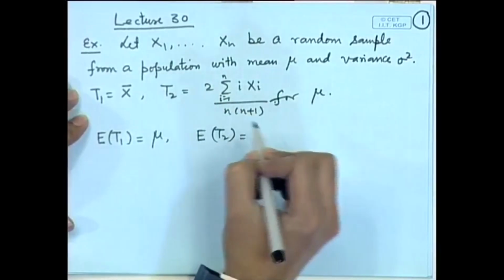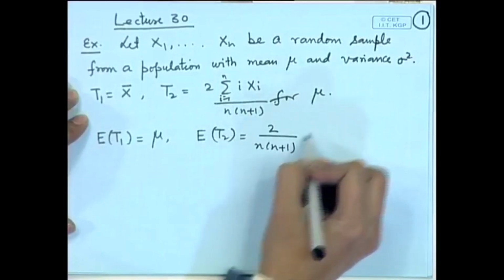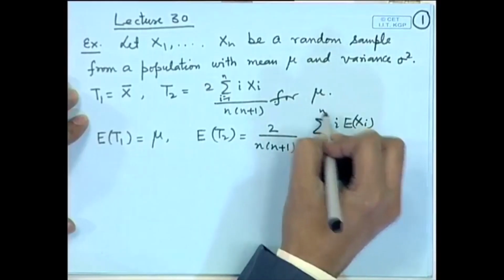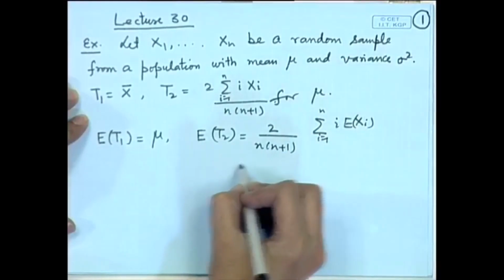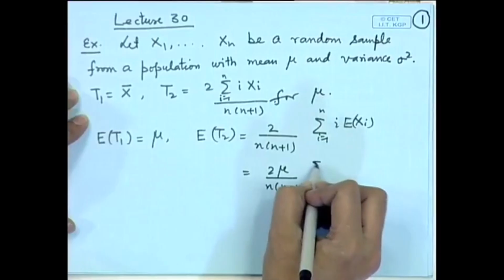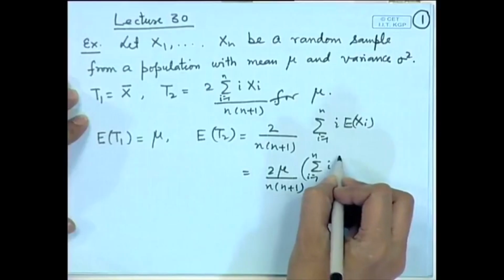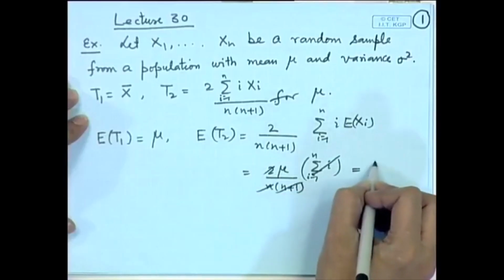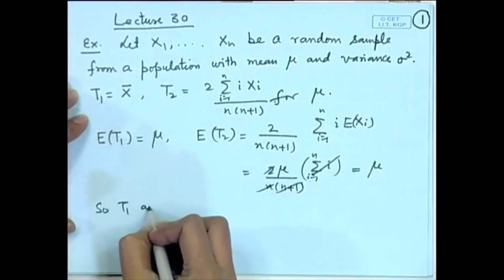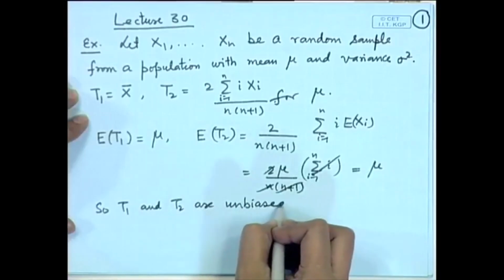You can apply the linearity property of the expectation. So, this becomes 2 divided by n into (n plus 1), sum over i of expectation of x_i. Now, expectation of x_i is mu. So, this reduces to 2 mu by n into (n plus 1), sum of i from i equal to 1 to n. Now, this is nothing but n into (n plus 1) by 2. So, this cancels out with this and you get that both T1 and T2 are unbiased estimators, both of them are unbiased.